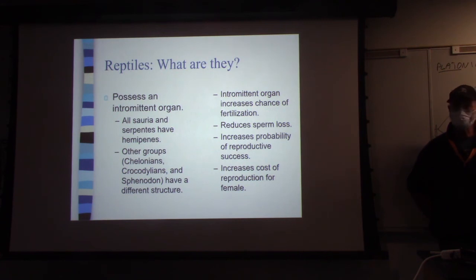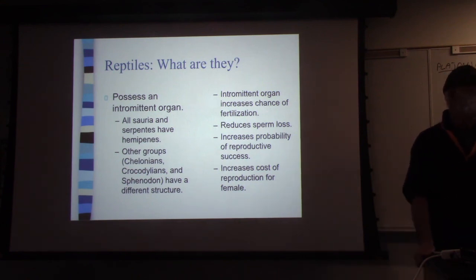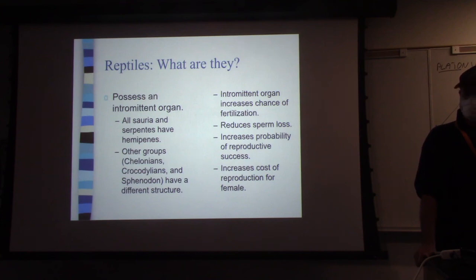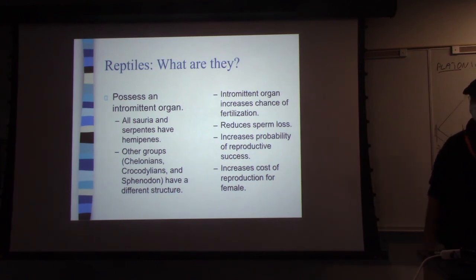Okay, so why would they do that? So you have two strategies. You can deposit the egg somewhere and walk away from it, or you can keep it in your body, and then at the right time deposit all these things at once. Give live birth. What's the cost?